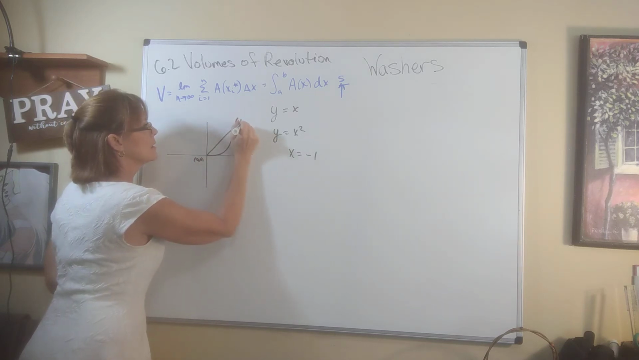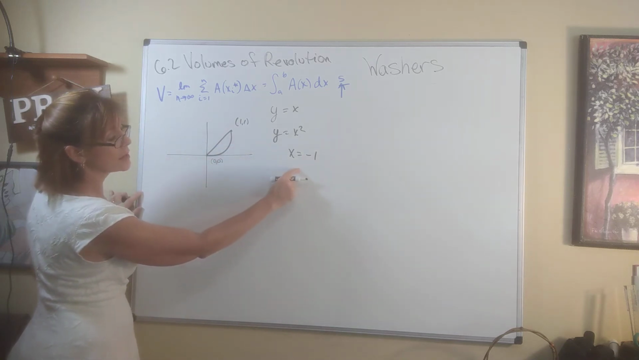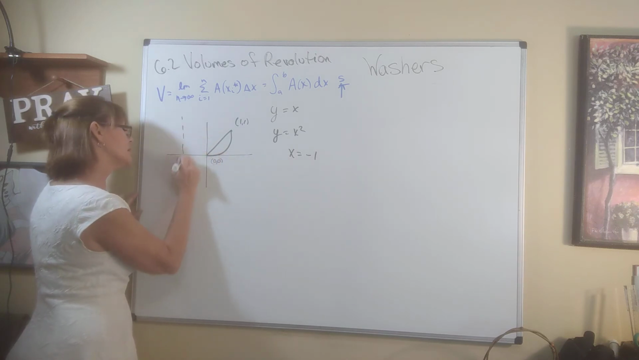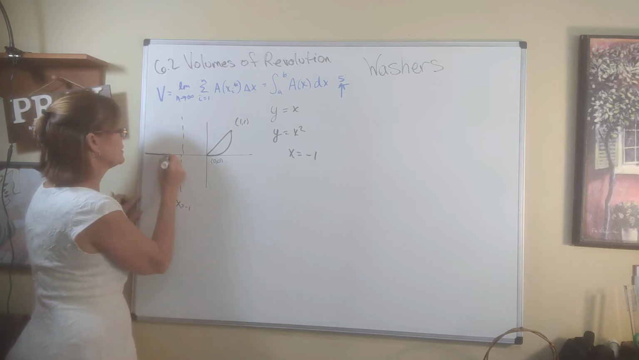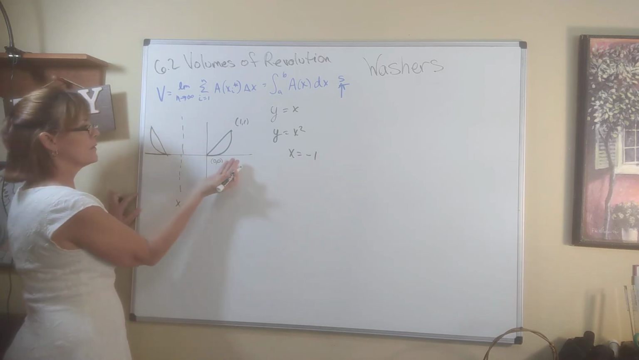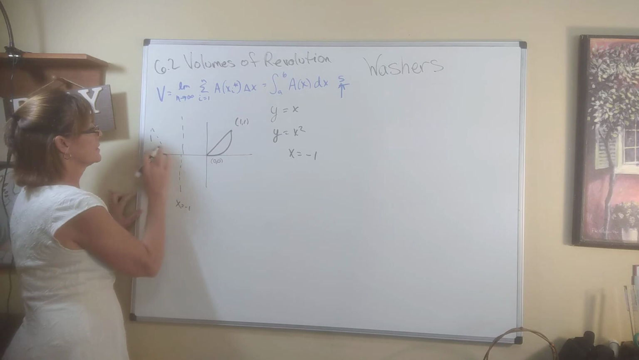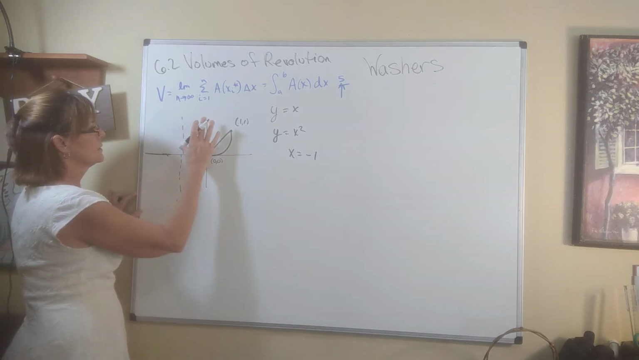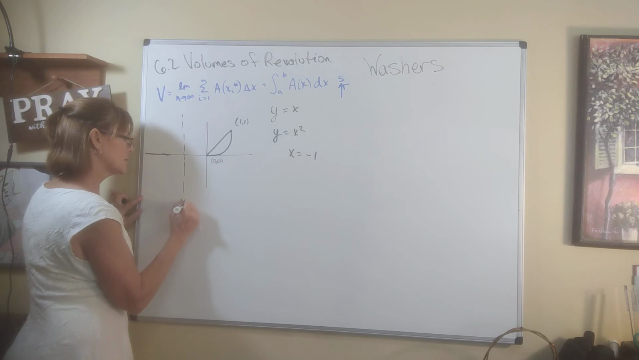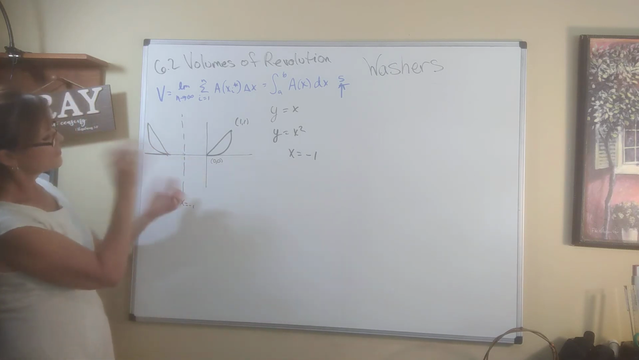0, 0, 1, 1. But this time it's about the line x is negative 1, so go over here to x is negative 1, and this is what we're rotating it about. This is a vertical one. If I rotate it about x is negative 1, it's going to look like this. I'll move it over just a little bit. That's better.